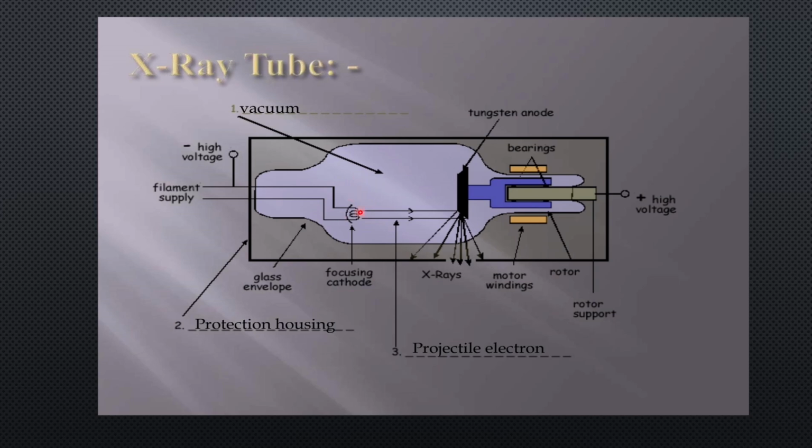Now, the electrons generated from this filament will accelerate towards the anode by the potential difference, which is the tube voltage. These electrons will bombard the anode with the maximum energy of the tube voltage. The electrons strike the target with a velocity around half the speed of light. We get 99% heat and only 1% X-rays. Finally, X-rays are released through a window from the tube.